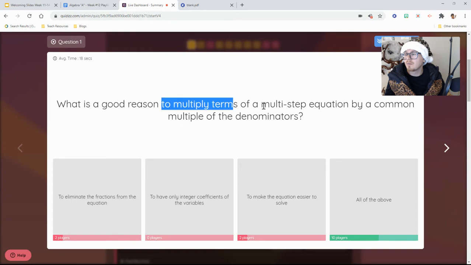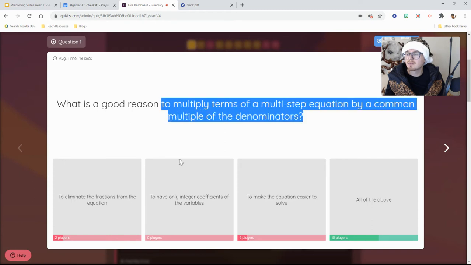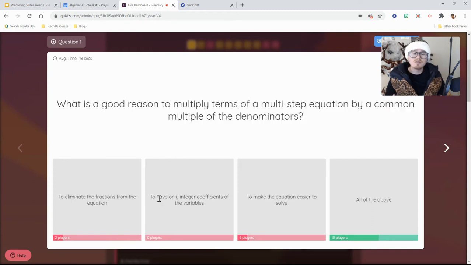Anyways, to multiply terms of a multi-step equation. So all of these are true, and when we do the problems with the fractions, you guys will see why. It gets the fractions out of there. I know some of your brains go to TV static. Shout out to AM, who said that. But fractions scare people. Like 3 out of 2 people can't do fractions.